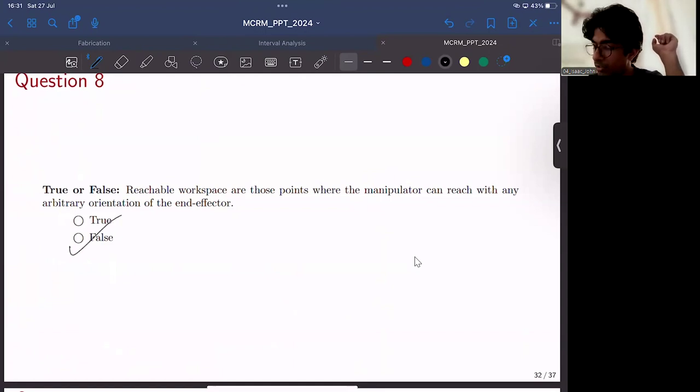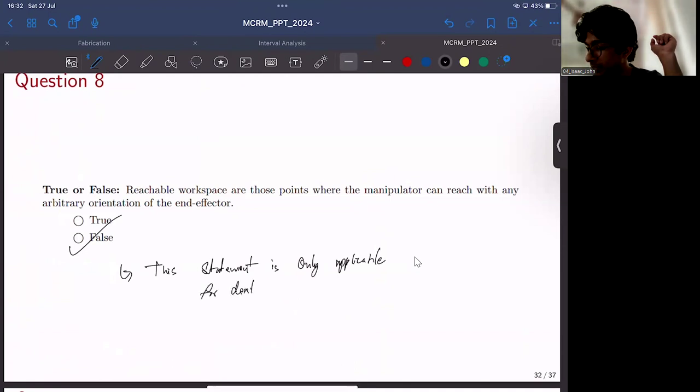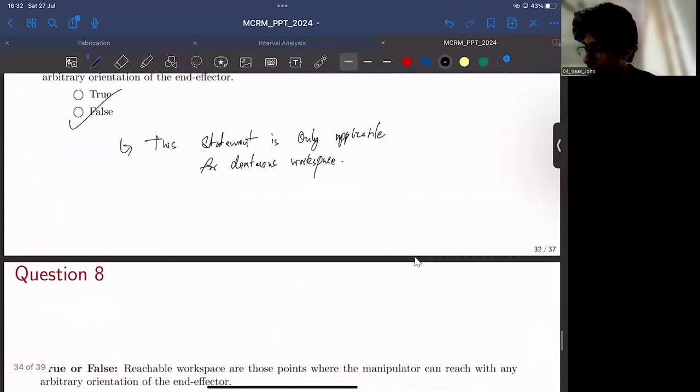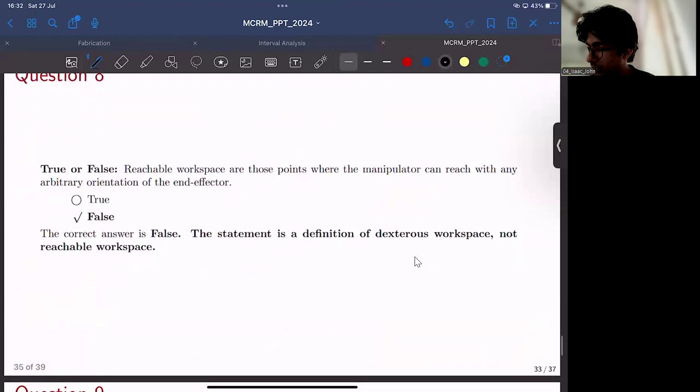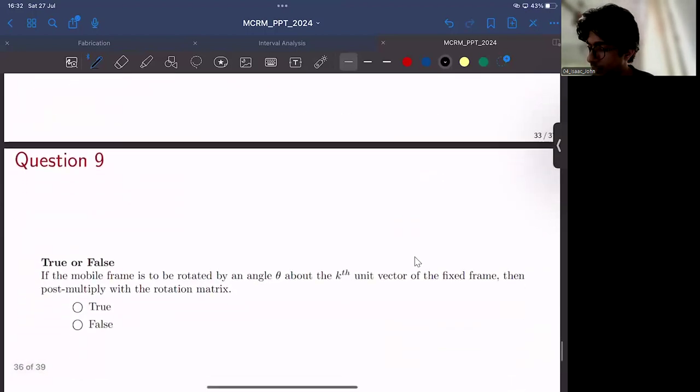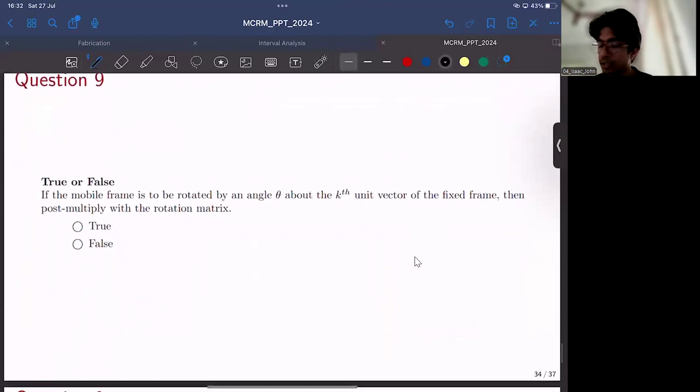That is indeed false, because this statement is only applicable for dexterous workspace. The statement is a definition of dexterous workspace, not reachable workspace. Question 9 is also a true or false question.